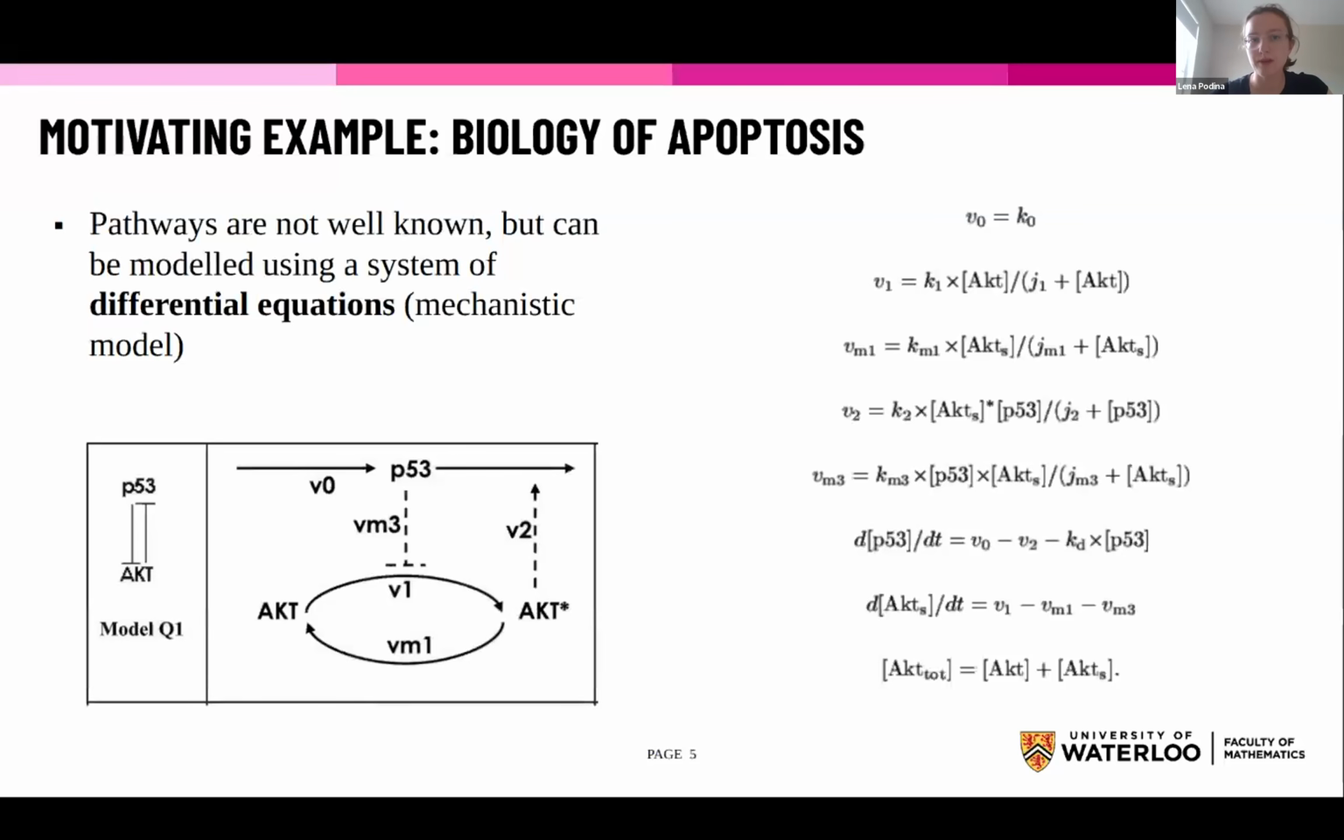As I said, the pathways are not well known and there isn't so much data that can be used to validate them, but they can be modeled using a system of differential equations, or a mechanistic model. Here on the right, you can see an example. This is the simplest model from this particular paper, which looked at stability in apoptosis. Here we just have the key elements, P53 and AKT, the key proteins, and a fairly simple ODE.